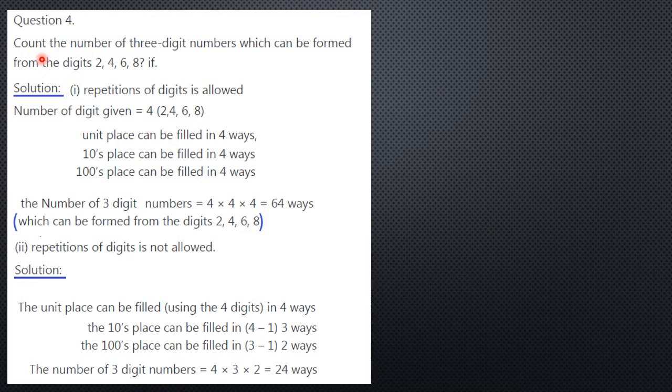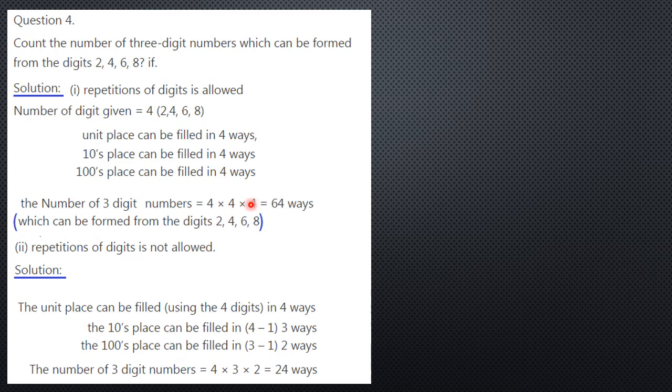Question number 4. Count the number of 3-digit numbers which can be formed from the digits 2, 4, 6, 8. First, if repetition of the digits is allowed; second subdivision, repetition of digits is not allowed. So the simple question: count the number of 3-digit numbers. I will consider 3-digit number means units place, tens place and hundreds place only. Here there are 4 numbers, so units place can be filled by using 4 ways. Tens place also can be filled by using 4 ways. Hundreds place also can be filled by using 4 ways. Totally it is 64 ways.